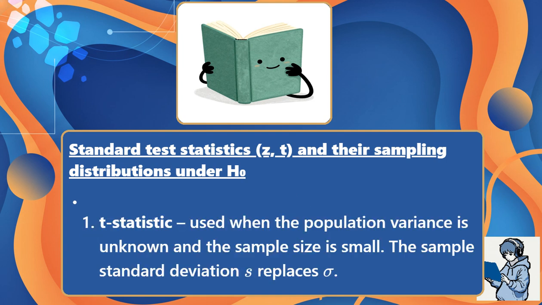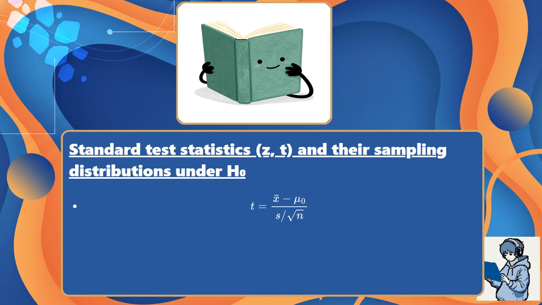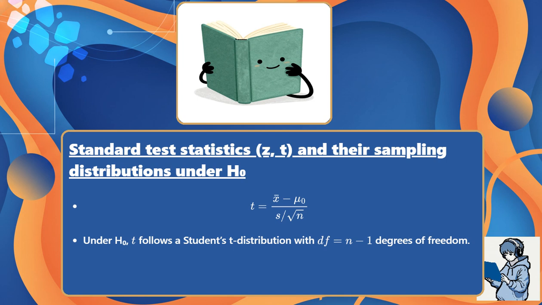2. T-statistic, used when the population variance is unknown and the sample size is small. The sample standard deviation S replaces sigma. T equals x̄ minus μ0 divided by S over square root of n. Under H0, T follows a Student's t distribution with degrees of freedom equal to n-1.